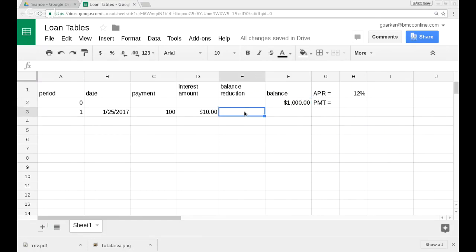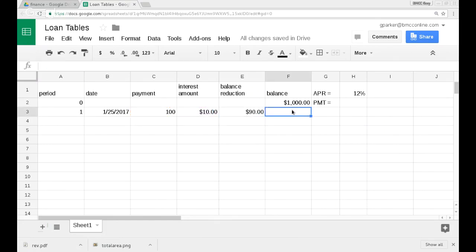Balance reduction. Well, what happens is the bank gets sent that $100 and it says you owe me $10 immediately in interest. That leaves $90 to reduce the balance by. So simple formula there says take the payment, subtract the interest due. Now that's relative. It's going to change every month in terms of I could make a different payment next month. The interest amount depends on the actual previous balance. So those get no $ signs, they are relative.